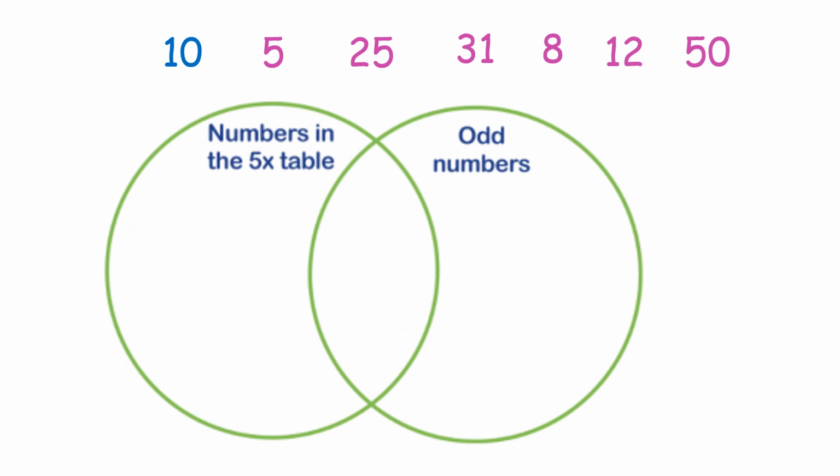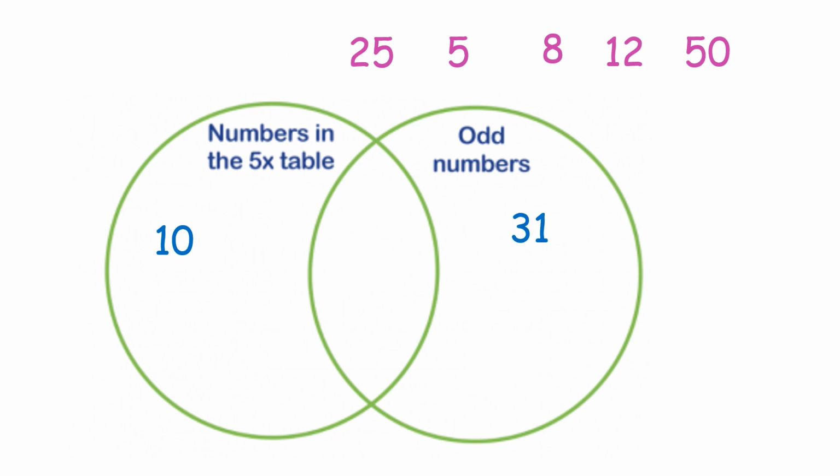Is the number 10 part of the 5 times table? Yes, it is. So number 10 belongs in this part of the Venn diagram. Let's have a look at the next number. The next number is 31. Where do you think 31 belongs? Is 31 part of the 5 times table? No, it's not part of the 5 times table. Is it an odd number? Yes, it's an odd number, so it belongs over here.